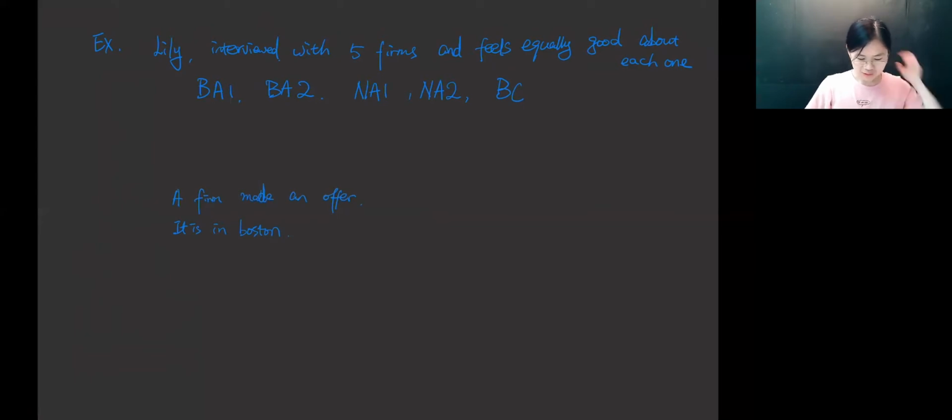So what's the probability of any of the firms to have called? Then because Lily felt equally good about each one, the probability of the caller being each of the firms should be the same.